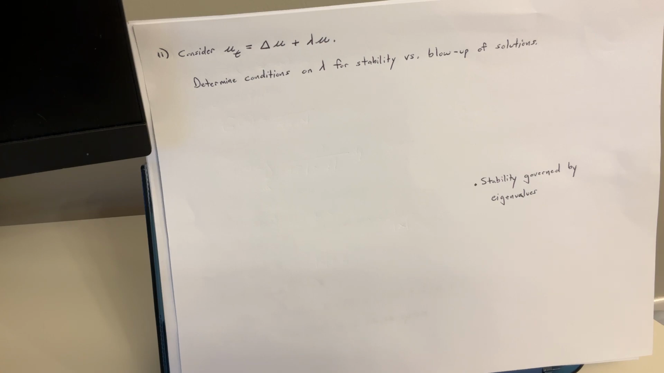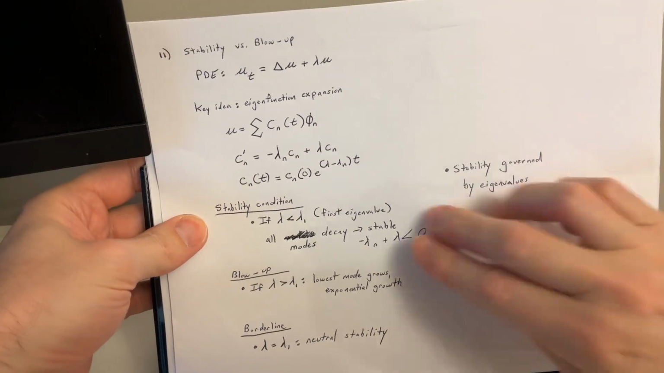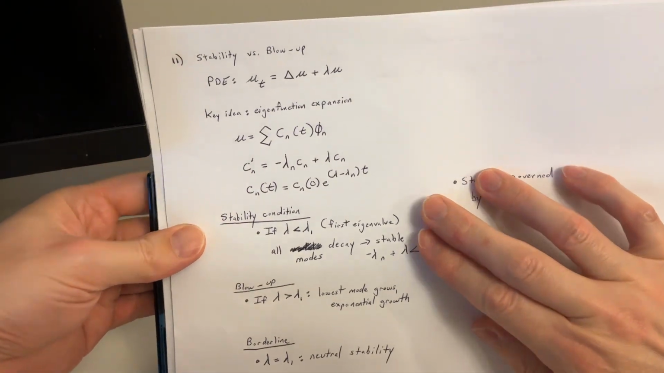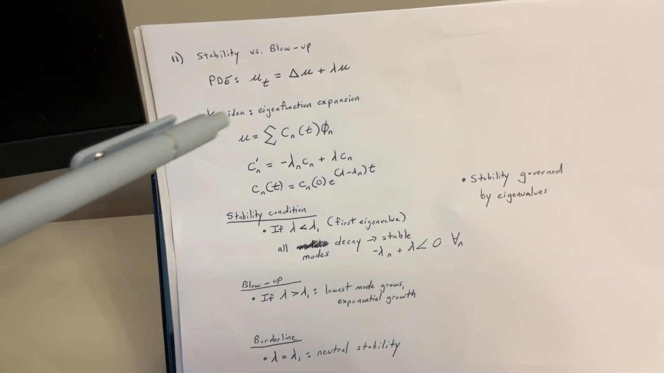Okay? All right. So you could get that down. You could, again, try it if you want. And this is the last problem on the practice exam. So that's number 11. Let's go over it. So we're talking about stability versus blow up. We're given this PDE from the previous page.